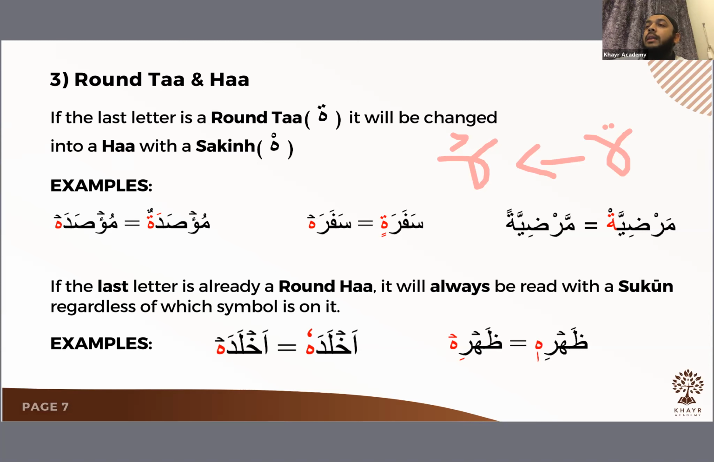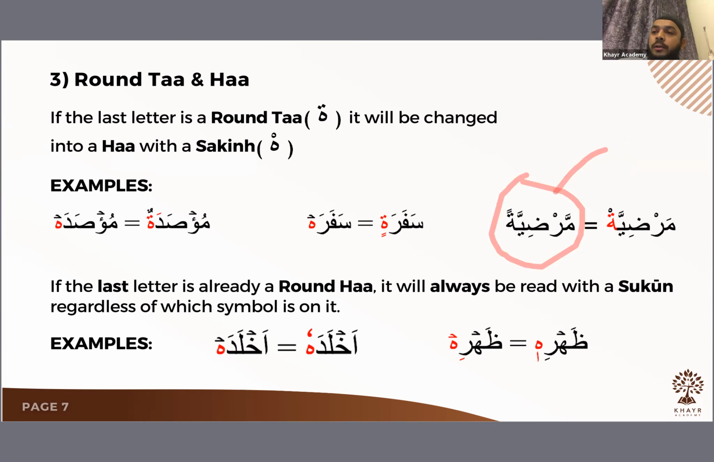What happens? The ta becomes a ha, and the ha will always have a sakin, regardless of whether the ha has one fatha or two kasra. Whatever the round ta has, it will always become a ha, and then you will put a sakin on it. So look at this. Okay, this is a mistake.